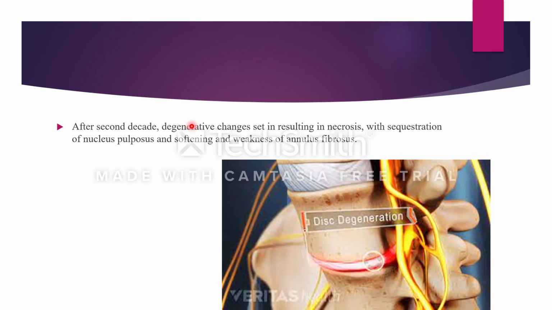See here, this is disc degeneration. After the second decade, the degenerative changes set in, resulting in necrosis with sequestration of the nucleus pulposus, and sometimes the softening and weakness of the annulus fibrosus.